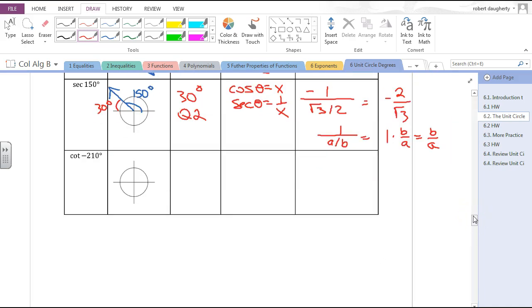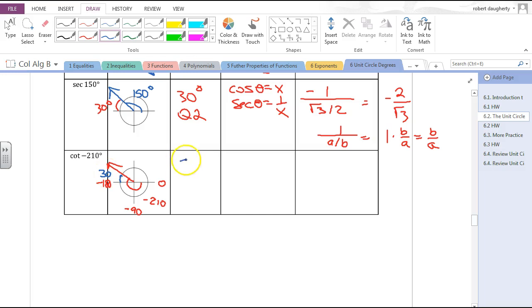Cotangent of -210. What is the first step in all of these? Draw the angle. -210. That's 0, -90, -180. So -210 takes me all the way over to here. And if that's -210, I need to figure out what the angle right there is. It's 30 degrees, because I went -180, and I had to go 30 more degrees to get to -210.